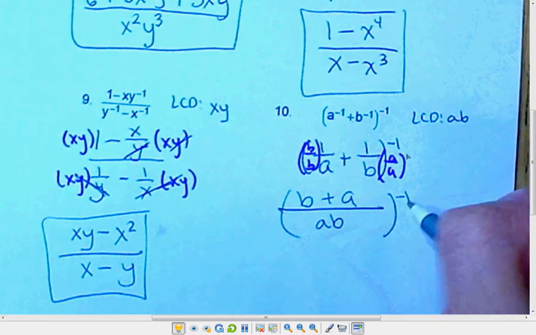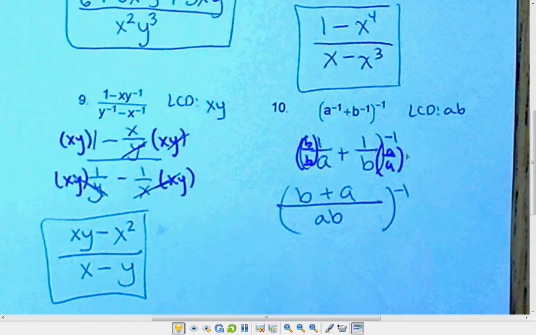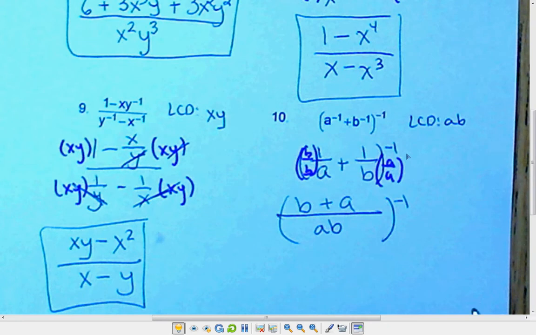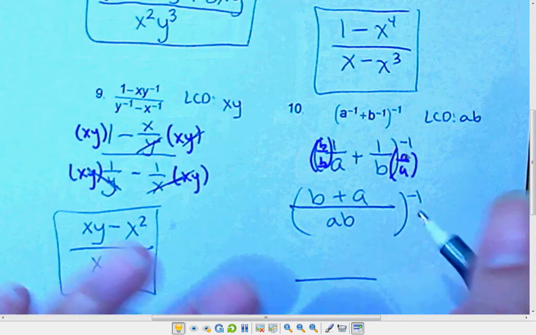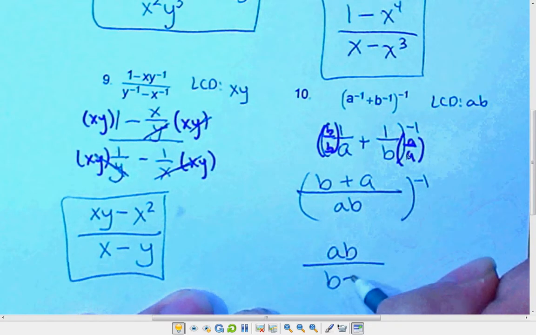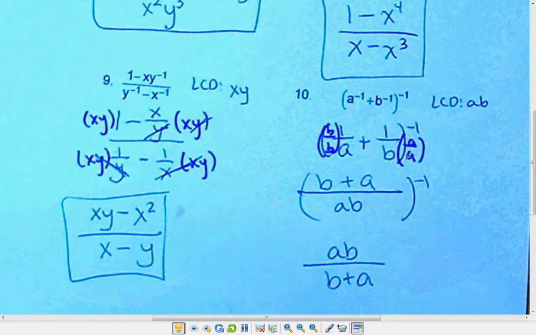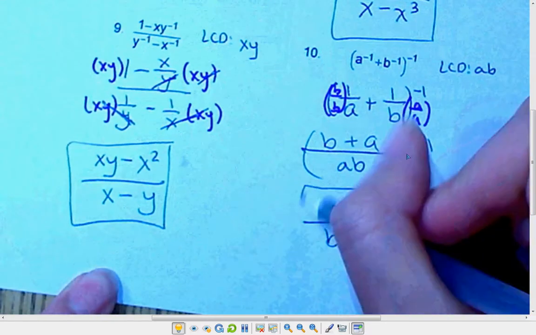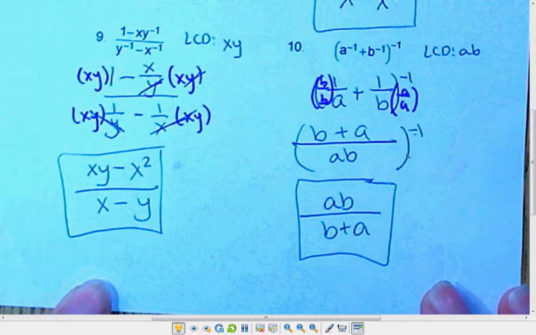And now this whole thing is being raised to the negative 1 power. So being raised to the negative 1 power just means that the whole thing is negative. So I'm going to switch the signs, or the sides of both of them. A and b used to be on the bottom, now it's on top. B plus a used to be at the top, now it's on the bottom. To get rid of that negative, but for both of them, they're just going to switch from numerator to denominator, denominator to numerator. There's my number 10.